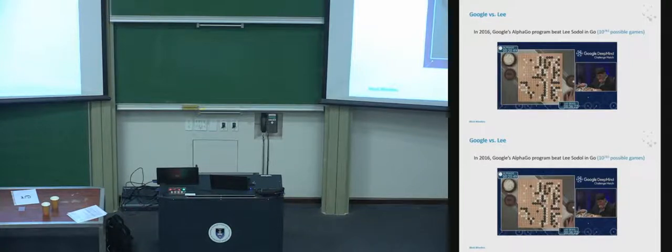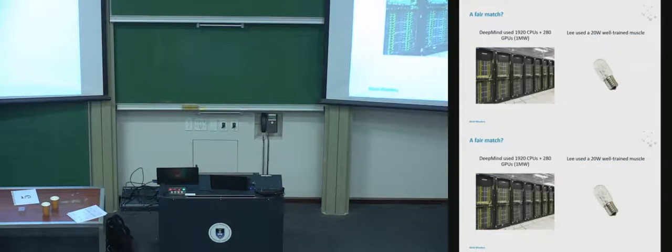What's very interesting, apart from the 4-1 result, is the difference between the machine and Lee. So this is the DeepMind computer that Google put together. That's 1,920 CPUs, 280 GPUs, or a megawatt of power, versus Lee's well-trained 20-watt bulb in his head. I think it was burning quite brightly on that day.